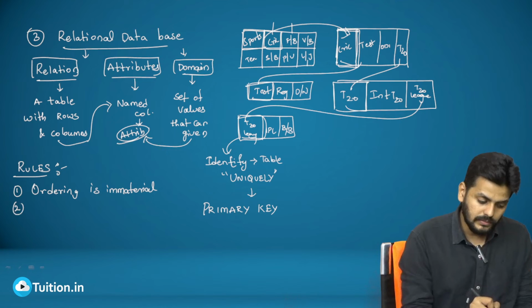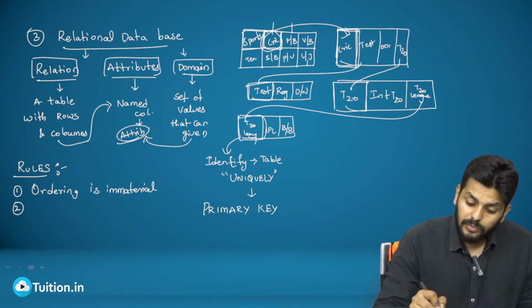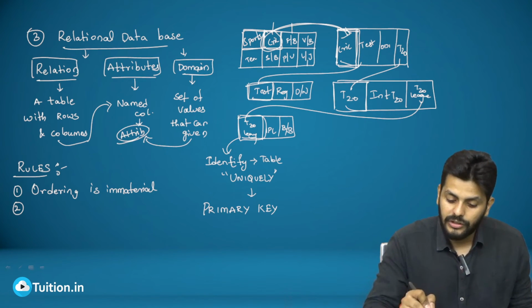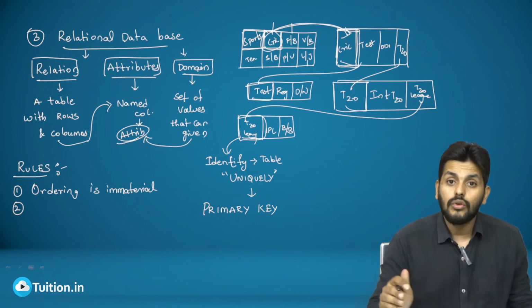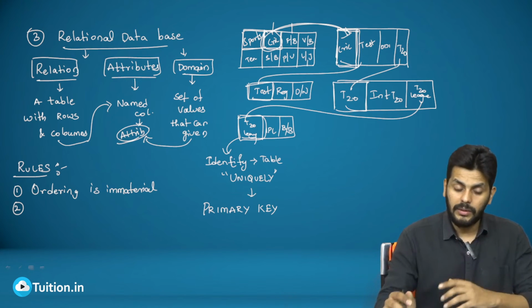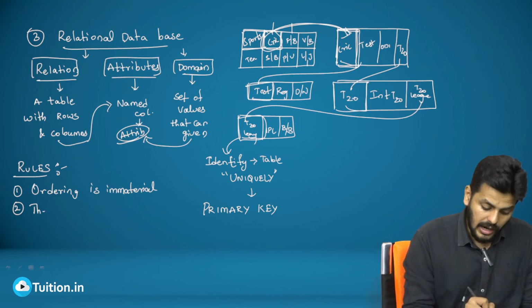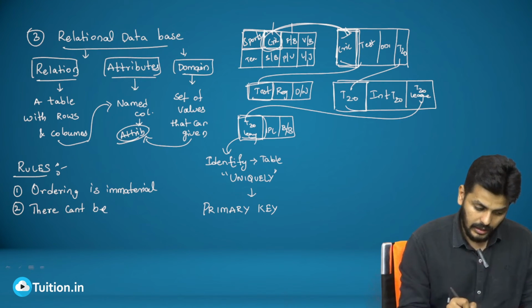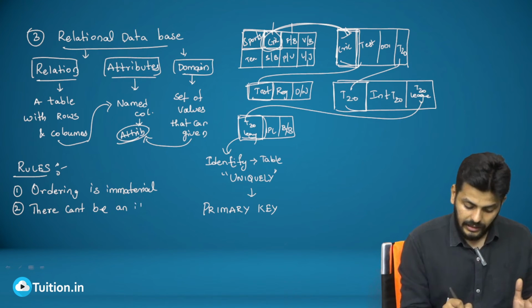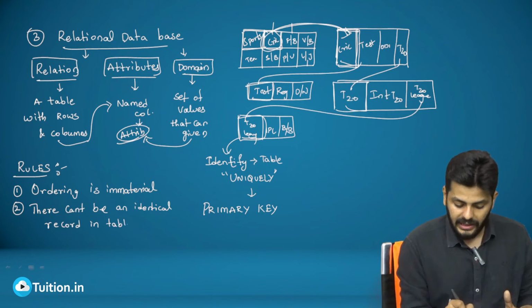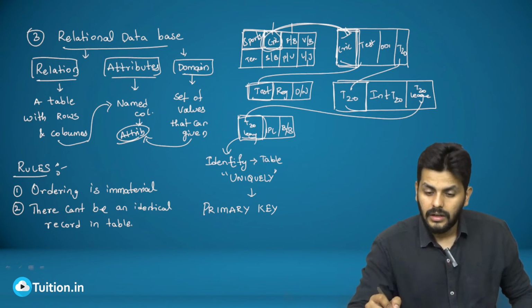Then point number two. Now you have cricket in this box, right? There can't be one more cricket in this, because if you are connecting here to here, then next time there will be confusion. Is it from here to here or here to here? So we need to have a clear understanding, and there should be only one record in one box. So rule number two, there can't be an identical record in a table. Understood? See here, if I have one more T20 somewhere, which box will I connect?